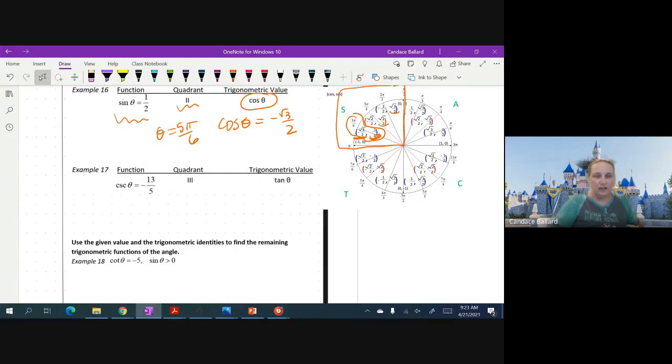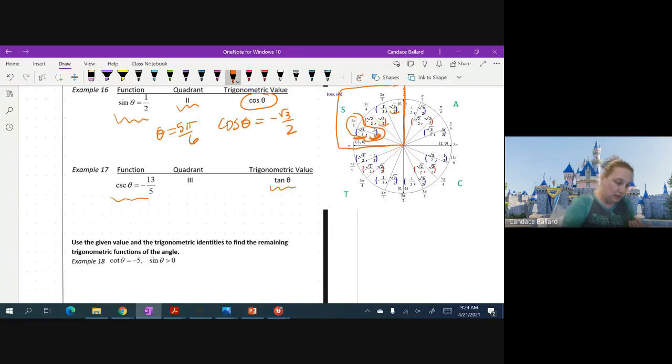All right. Example 17 is a little bit trickier. I did something really crazy with it last year. We haven't talked about that, so I'm not going to do it that way. All right, so we are supposed to be finding, we're starting with cosecant. We're looking at tangent. So this one we can't do using the unit circle because they didn't give us a radian measure, right? We're going to have to use triangles.